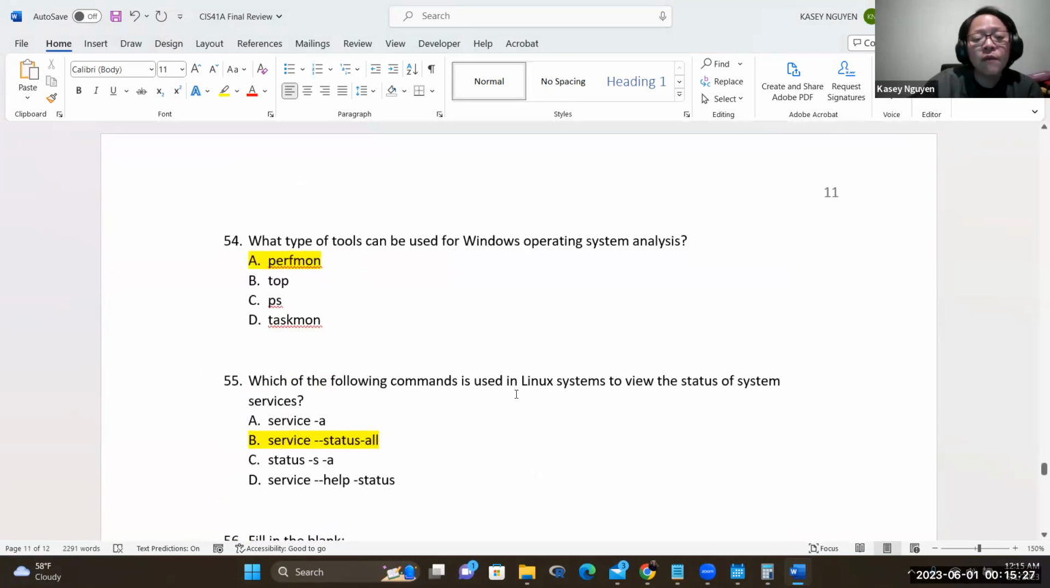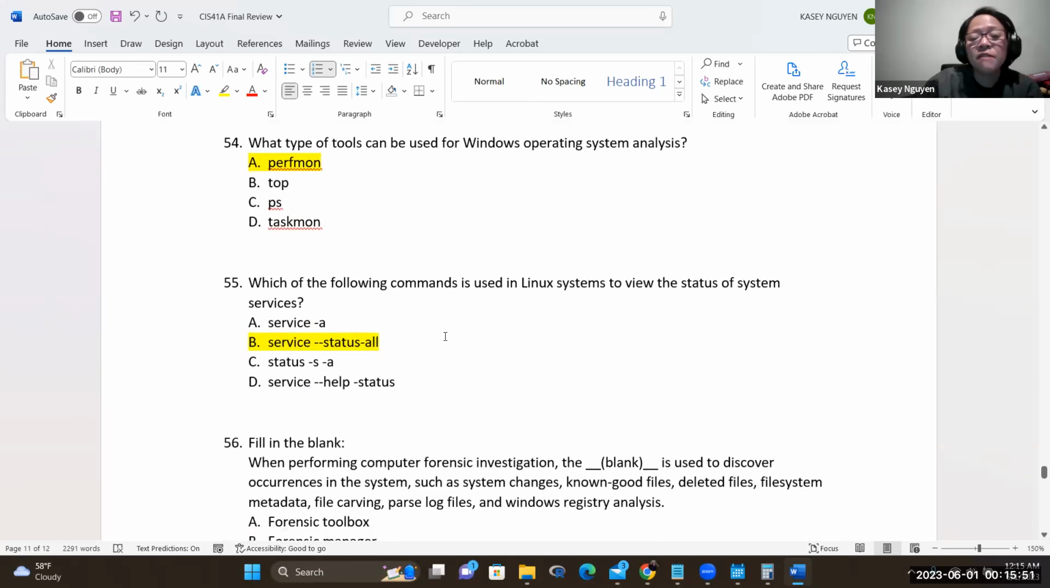For 54, what type of tools can be used for Windows operating system analysis? We can use perfmon, or performance monitor. Another option is to use resmon, but it is not on the list here. The other three options that are listed are for Linux. So perfmon is the Windows tool for operating system analysis.